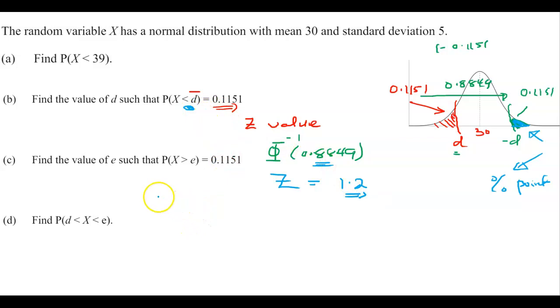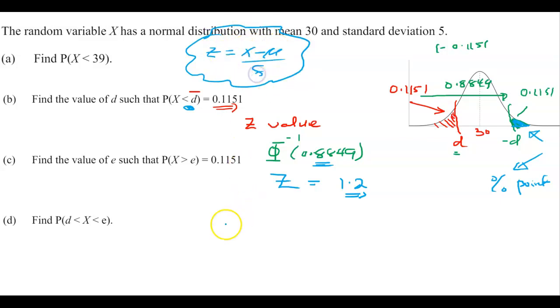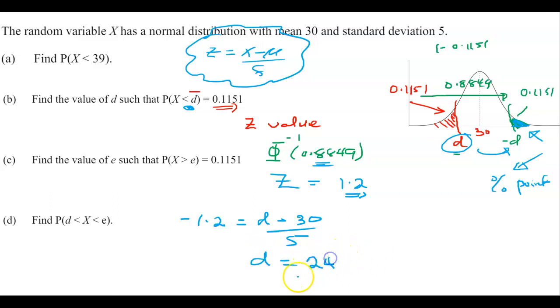But how do you standardize it? Remember our formula for standardizing? The formula is z equals x minus mu over the standard deviation. That means our z, which is 1.2, is equal to the x value, which is the D we are looking for, minus the mu, which is 30, over the standard deviation of 5. But remember, I said D is on this side, but we just transferred it to this side in order to read the probability. That means this one is supposed to be negative. So we can make D the subject and calculate its value. We find that D is 24.